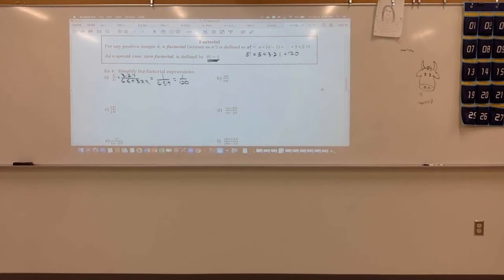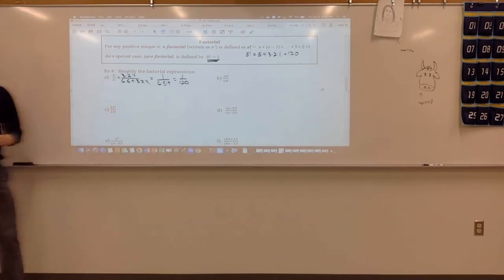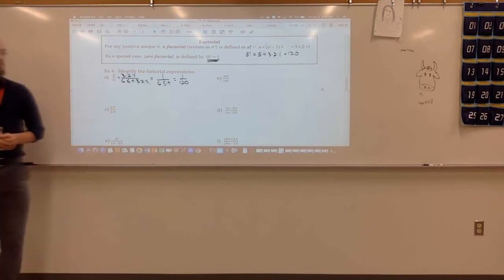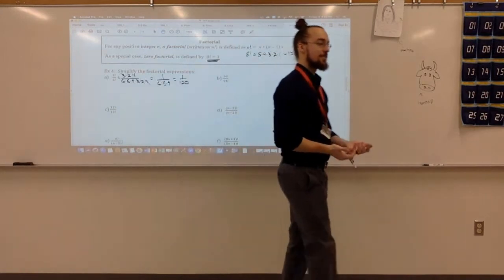If we get into really big numbers, your calculator can't do them. Like if I give you something like 100 factorial over 98 factorial, your calculator just can't do those larger numbers. So you have to understand what a factorial is. Simplify.